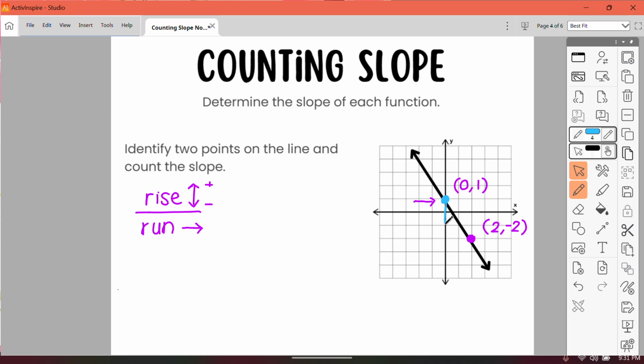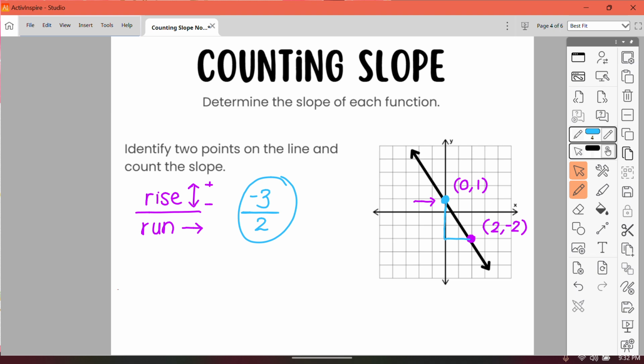And I'm going to count the number of spaces I go down. 1, 2, 3. So my rise is -3 because I went down first. Then I'm going to stop and I'm going to count how many places over I need to go. I need to go over 1, 2. So literally in my fraction, I put over 2. And this is my slope.